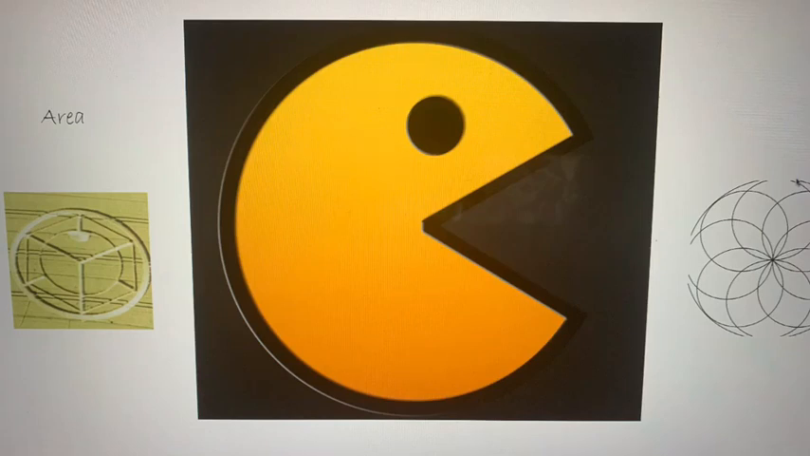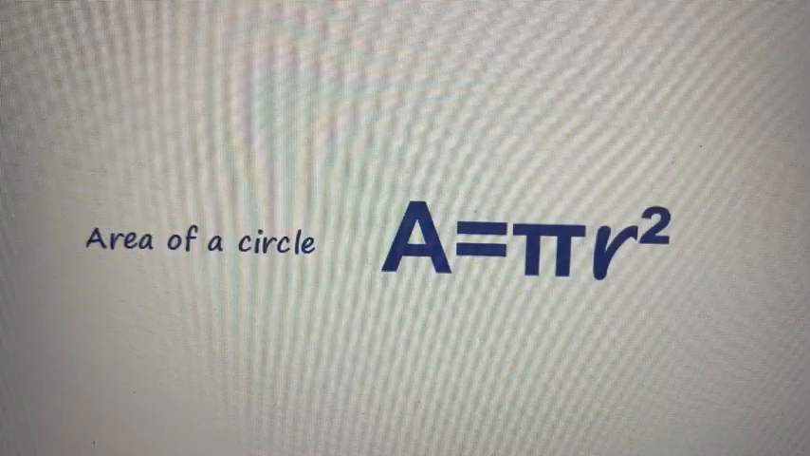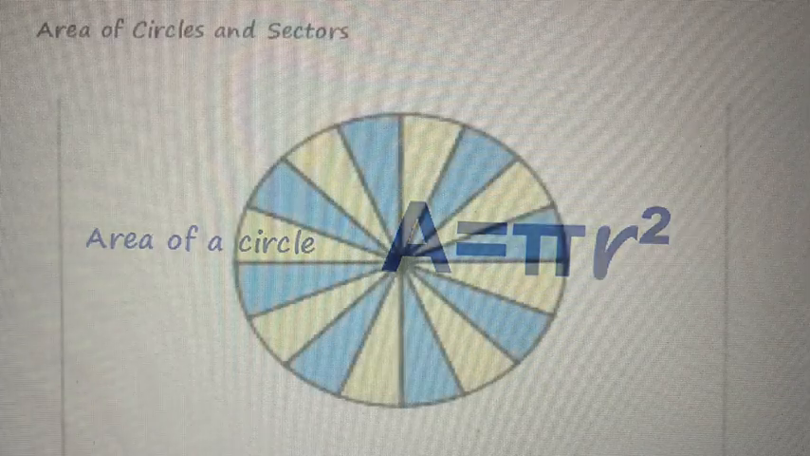Geometry students, today we're going to be talking about area, specifically area of circles and sectors. First of all, we need to remember what the formula for area of a circle is. Area of a circle is equal to pi r squared.